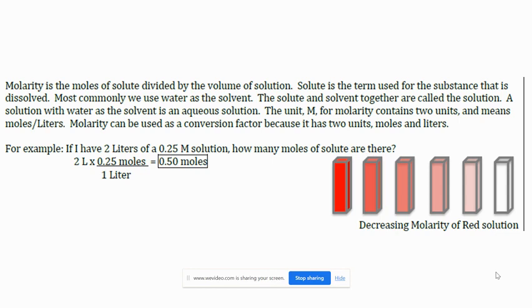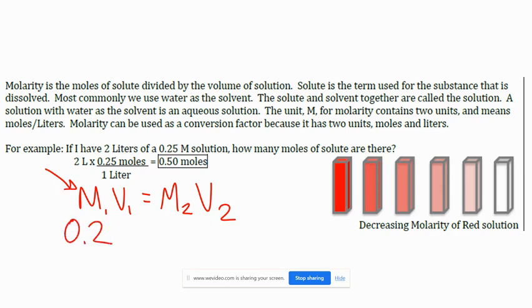All right. So you should know how to do this math for getting this diluted down. You're going to use this formula, M1V1 equals M2V2. All right. This number right here will stay constant. That is going to be 0.2, and you're solving for V1.